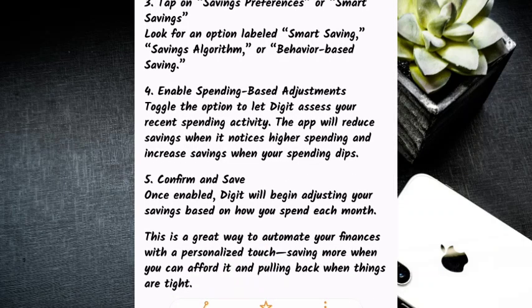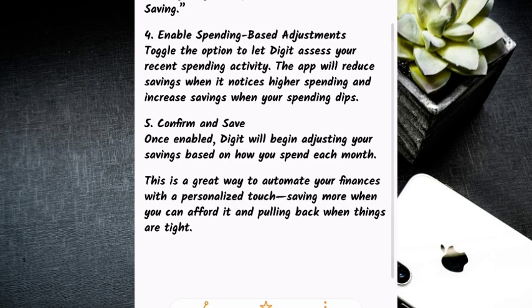So once enabled, Digit will begin adjusting your savings based on exactly how much you spend each month. This is a great way to automate your finances with a personalized touch, saving more when you can afford it and pulling back when things are tight.